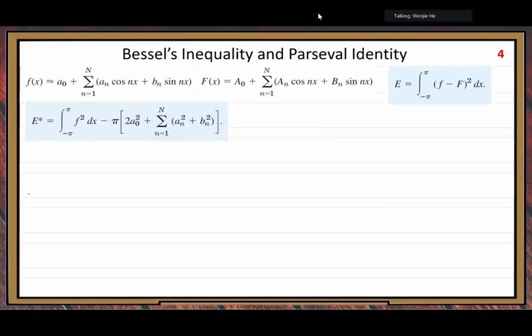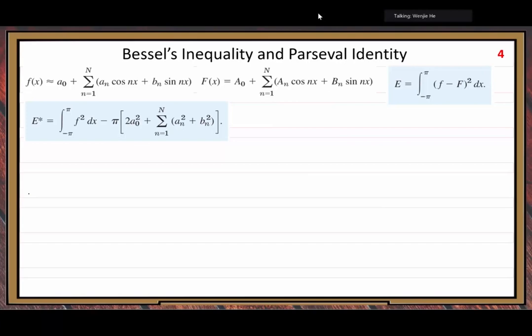So let's look at E star. This E star is non-negative, right? Can you see E star is non-negative? Because it is the integral of the square of the difference, and that must be non-negative.